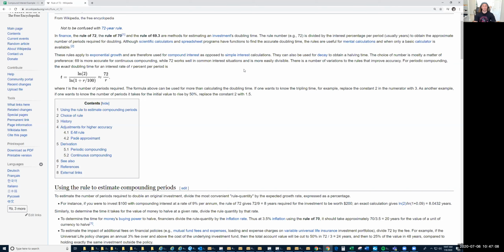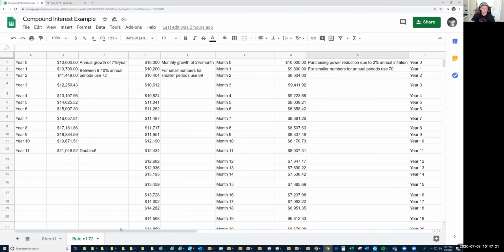Similarly, if you divide by the interest rate that it's compounding per month or per day, then it'll give you that result in the number of days or months that your money's doubling. So let's just take a few examples here.